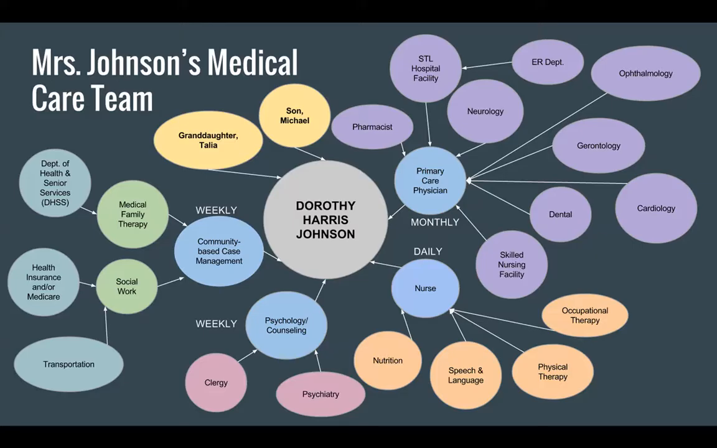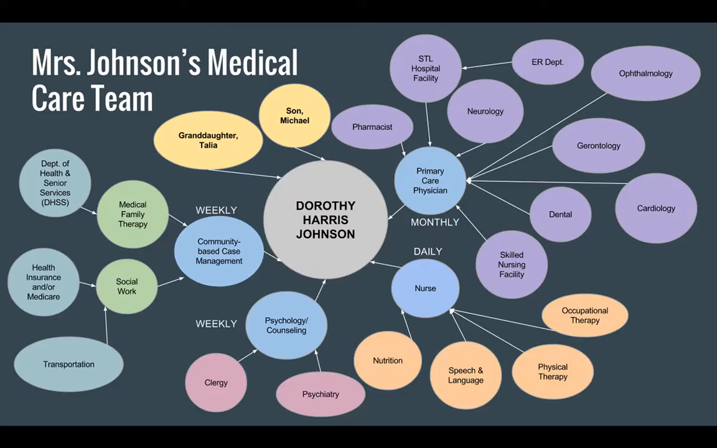The third person that we have here is either a psychologist or a counselor who we would like Mrs. Johnson to have weekly appointments with. And this counselor then will be responsible for psychiatry referrals, as well as suggesting when clergy might be able to get involved. And the final person we've identified is a community-based case manager who I would like Mrs. Johnson to have either weekly phone calls or weekly meetings with. And the community-based case manager will be working with a family medical therapist as well as with a social worker.